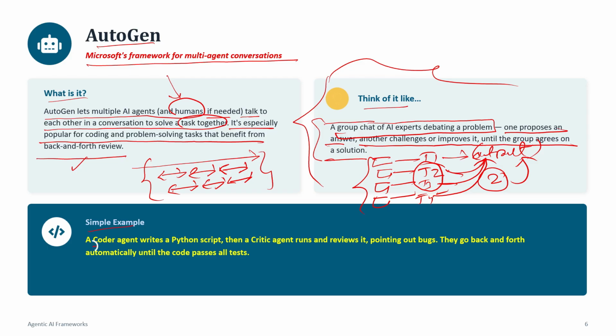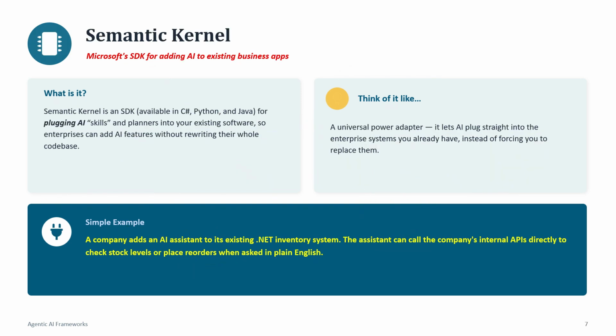Simple example, a coder agent writes a Python script, then a critic agent runs and reviews it, pointing out some bugs. They both go back and forth automatically until the code passes all the tests. So this is AutoGen.